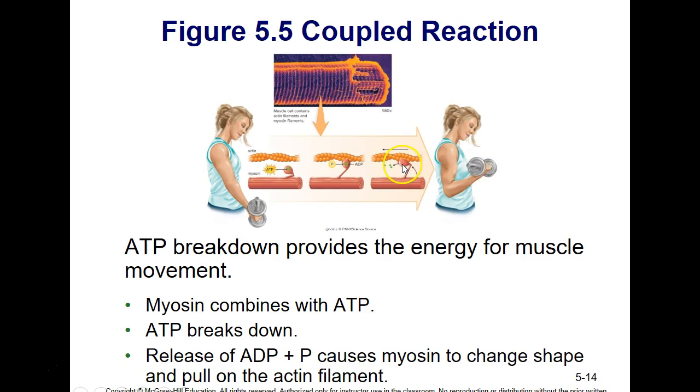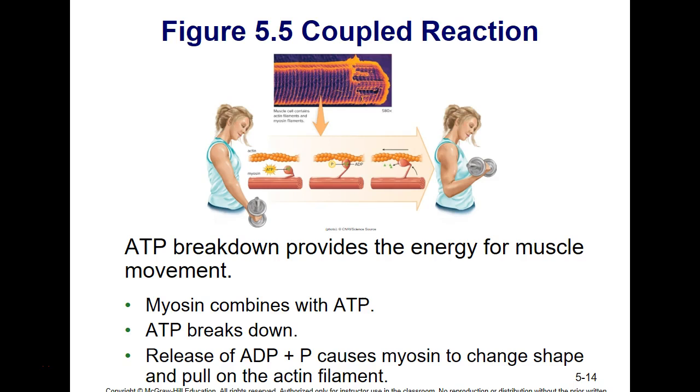The myosin head has to attach to the active site on the actin filament in order for the muscle to shorten. So first, myosin has to combine with ATP, and only then does ATP break down to ADP and a phosphate group, and the release of ADP and the phosphate causes myosin to change shape and bind to the actin. So this is called a coupled reaction.